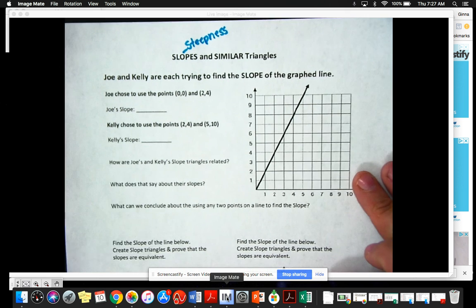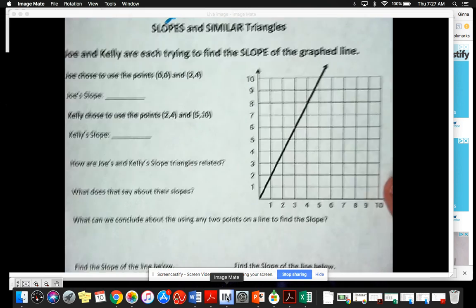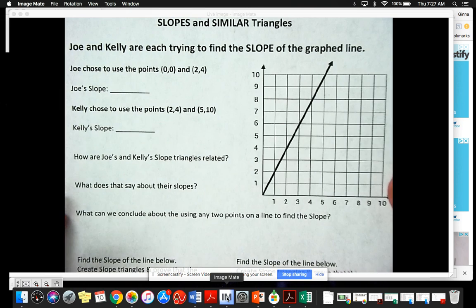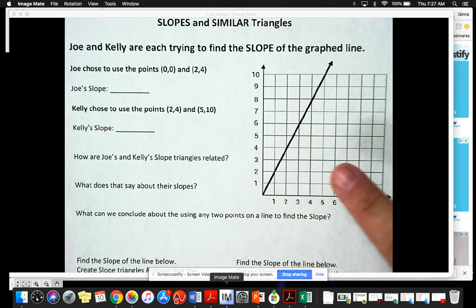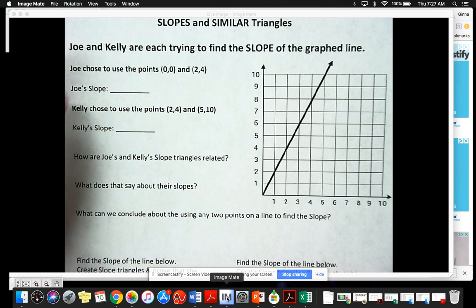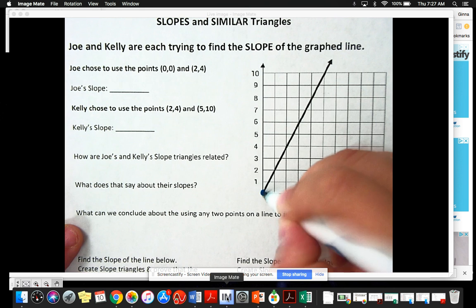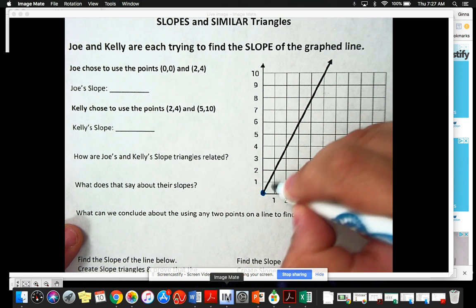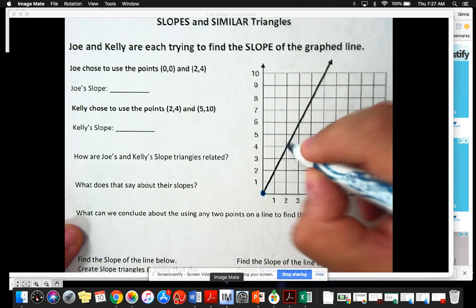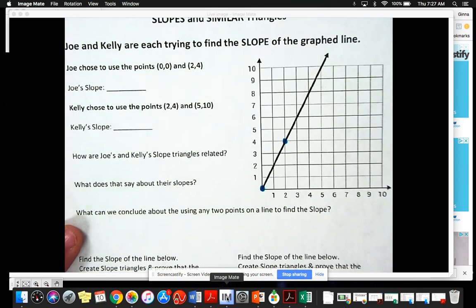So let's take a look at this first problem that involves Joe and Kelly. Joe and Kelly are each trying to find the slope of the graph line below. So they're both going to work on this problem. Joe chose to use the points (0, 0) and (2, 4). Now they want us to find Joe's slope. So go ahead and follow along with me. If not, go ahead, get ahead of me. Here are Joe's points. He used those 2 points.